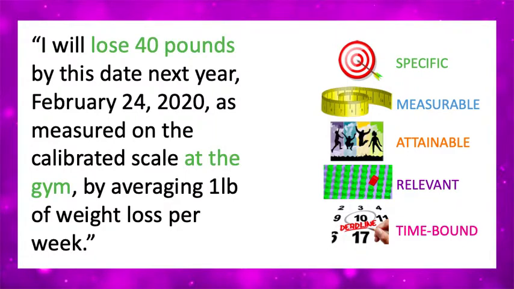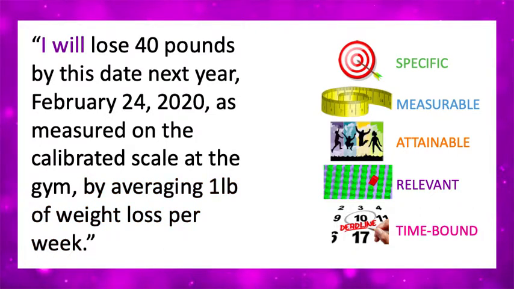Let's start with specific. In this example, "lose 40 pounds" and "at the gym" provide specificity to this statement. Next, let's look at measurable. "As measured on the calibrated scale" provides an element of measurability. Next is attainable. "By averaging 1 pound of weight loss per week" is the attainable measure in this statement.